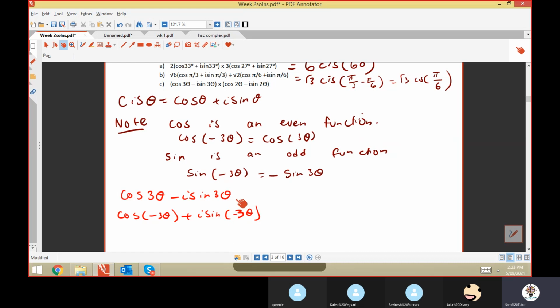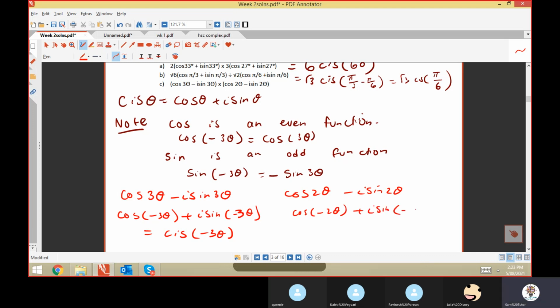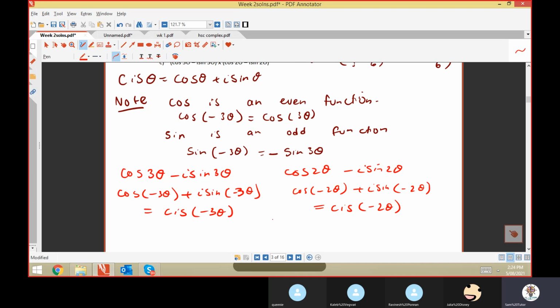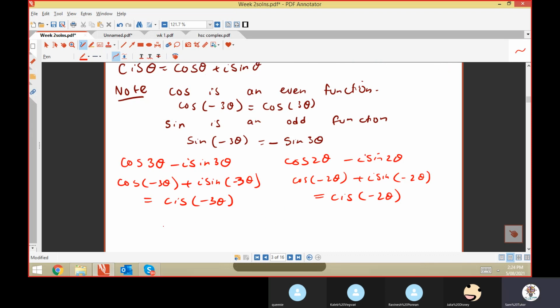Sine negative 3 theta becomes negative sine 3 theta, and then that can be written as cis negative 3 theta. If we do it again, cos 2 theta minus i sine 2 theta is the same as cos negative 2 theta plus i sine negative 2 theta, which is the same as cis negative 2 theta. And then, can somebody give me the final answer for when I multiply them?